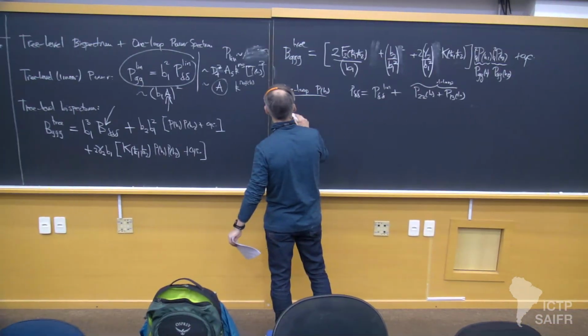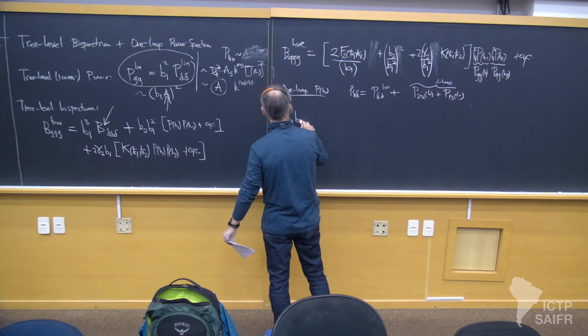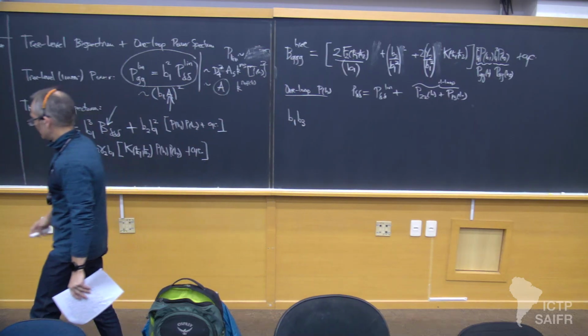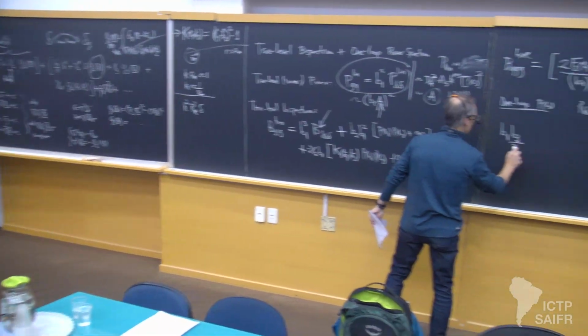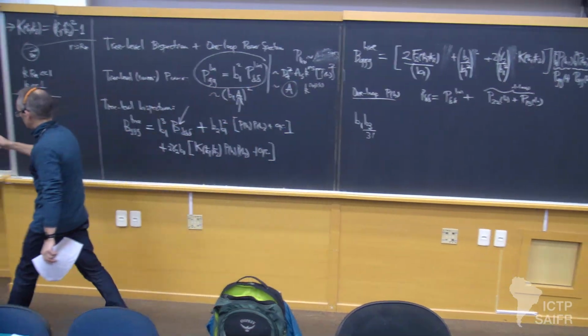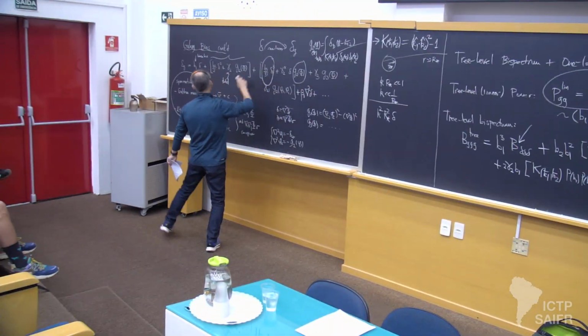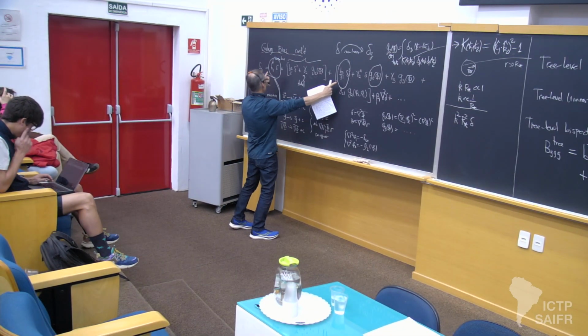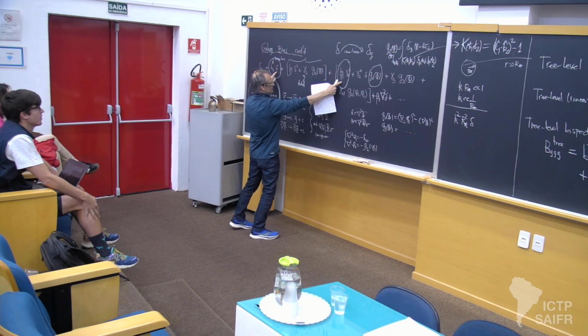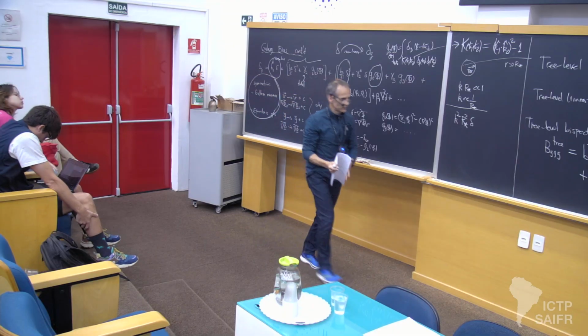So now I'm going to calculate B1, B3 over 3 factorial, right? I'm going to do the 2-point function, or the power spectrum, between this guy and this guy. So there are two combinations, this against this. When this is K1, this is K2, and vice versa. So there is a factor of 2.